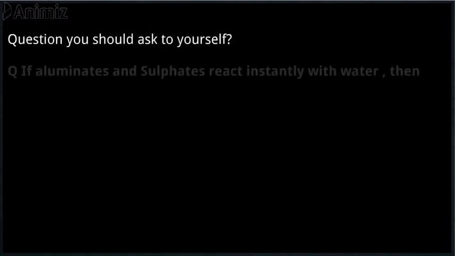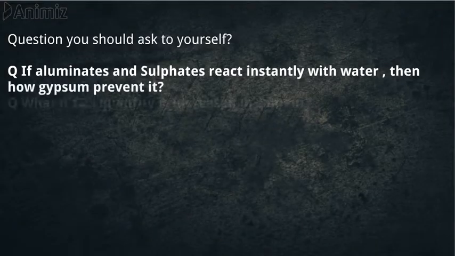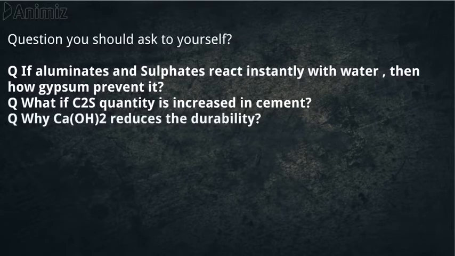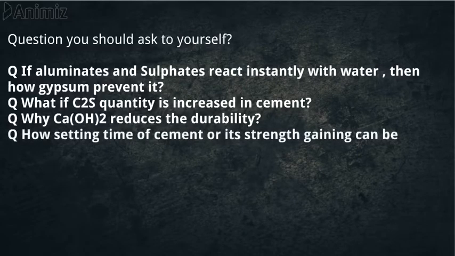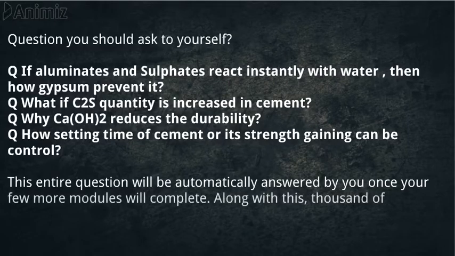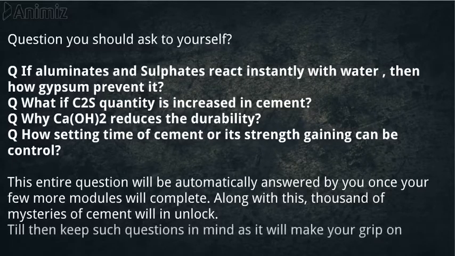So these are the basic reactions that we must understand in detail to understand the hydration of cement. If aluminates and sulfate react so fast, then how does gypsum prevent flash setting? Or if the C2S quantity is increased in cement, what will happen? Or if calcium hydroxide reduces the durability, but why? Or how can we increase the strength of the cement? And a lot of other questions. These will be discovered and answered in the coming module. If you have clarity on the hydration of cement reactions, everything will be very easy.